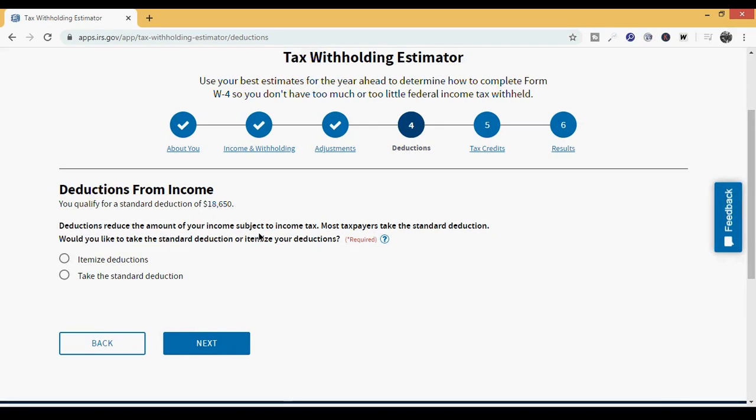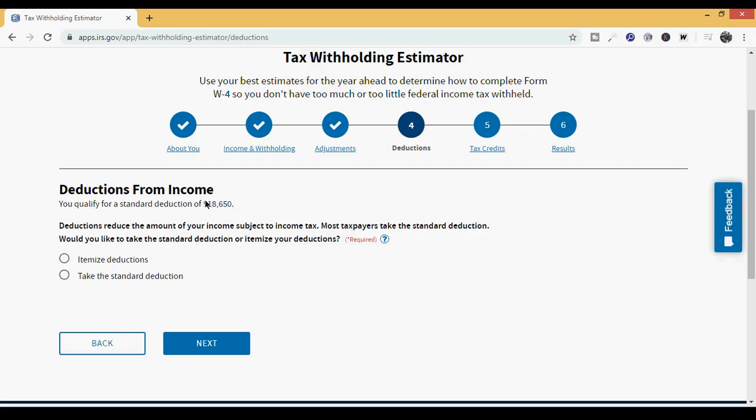So when they ask this question, understand that you already qualify. Deductions reduce the amount of your income subject to income tax. Most taxpayers take the standard deduction. Would you like to take the standard deduction or itemize your deductions? So your standard deduction that you qualify for, being head of household and you having 2 children, is $18,650. The reason why they say most taxpayers take the standard deduction is because if you're going to itemize, the number that you are competing with is this $18,000. So if your itemizations are not more than $18,650, it does not make sense for you to itemize your deductions.